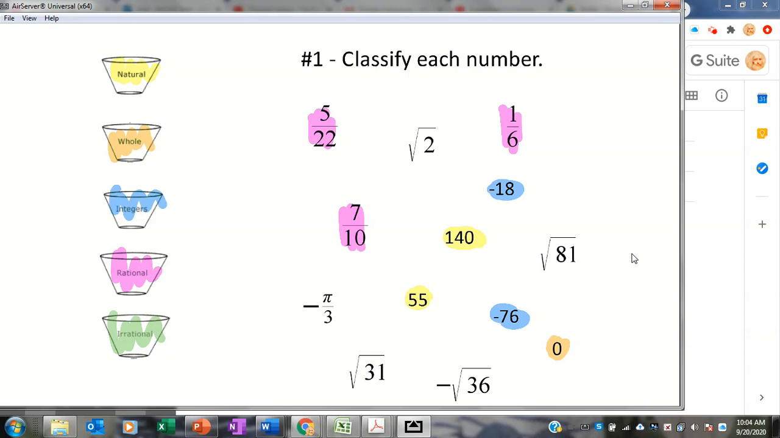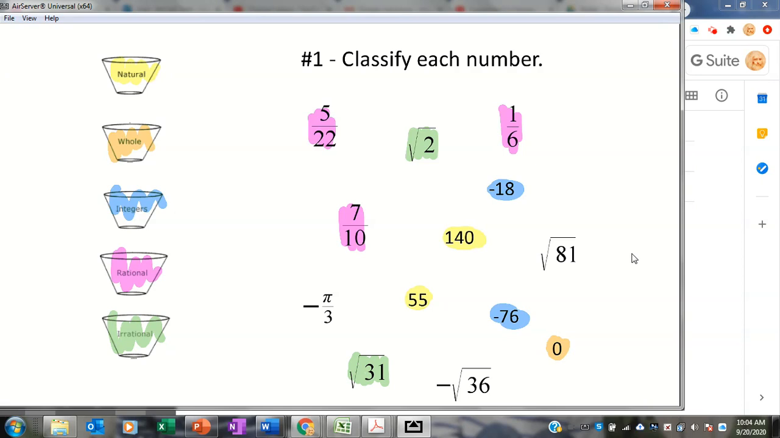Now let's go to irrational. Irrational is going to be any number that is not a perfect square if you try to square root it. So you can see there's the square root of 2. I use that as my example. So that's an irrational number. Now I'm looking at the square root of 31. That doesn't square root nicely.